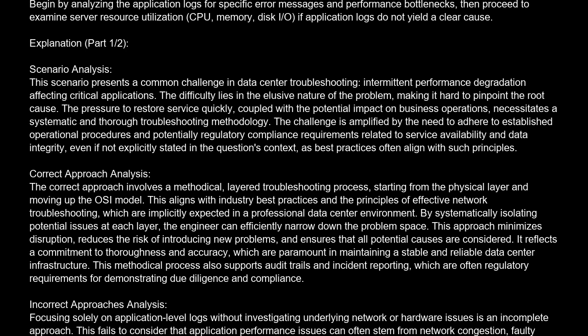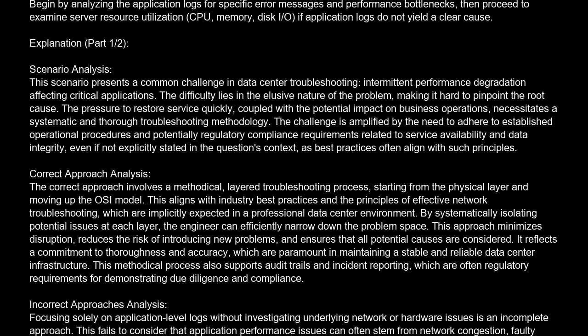The correct approach involves a methodical, layered troubleshooting process, starting from the physical layer and moving up the OSI model. This aligns with industry best practices and the principles of effective network troubleshooting, which are implicitly expected in a professional data center environment. By systematically isolating potential issues at each layer, the engineer can efficiently narrow down the problem space.